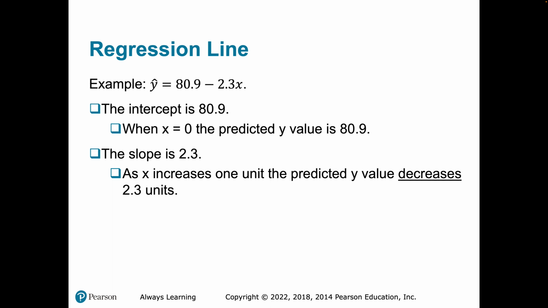Now, what if we had a regression line, but the slope was negative instead of positive? The interpretation of the intercept doesn't change. Still, when x is equal to 0, the predicted y value is 80.9. The slope, however, should be negative 2.3, and it says that as x increases 1 unit, the predicted y value decreases 2.3 units. So make sure you understand that's a typo right here. This should say the slope is negative 2.3, not 2.3.